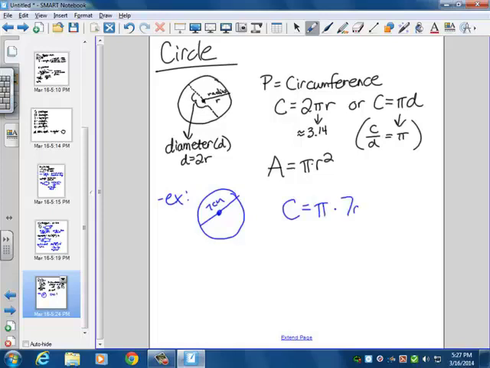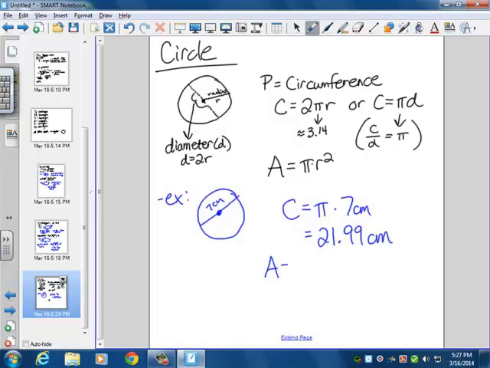Pi times 7 centimeters. Okay. Now, in your calculator, you should have a pi button. So you could do that, hit pi, then hit times 7, enter. Or you can approximate with 3.14. Either way, you should come pretty close to 21.99 centimeters, almost 22. And that sounds about right, the distance around if the diameter was 7.